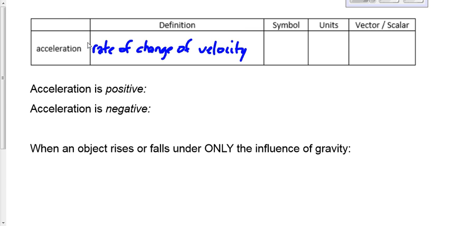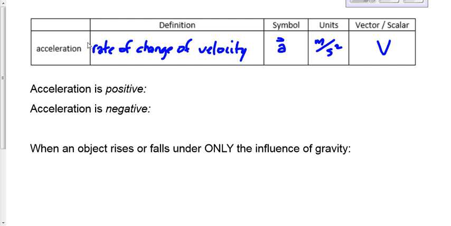Now, for this unit, we'll be dealing with speeding up and slowing down, not the change in direction for acceleration. But we will get to that two units down the road when we're changing direction. Call it circular motion. The symbol for acceleration is A with an arrow over top of it. That means that acceleration is a vector. The units for acceleration are meters per second squared. Sometimes people call it meters per second per second, which is correct, but it's kind of an odd way of writing it. So we usually just say meters per second squared.